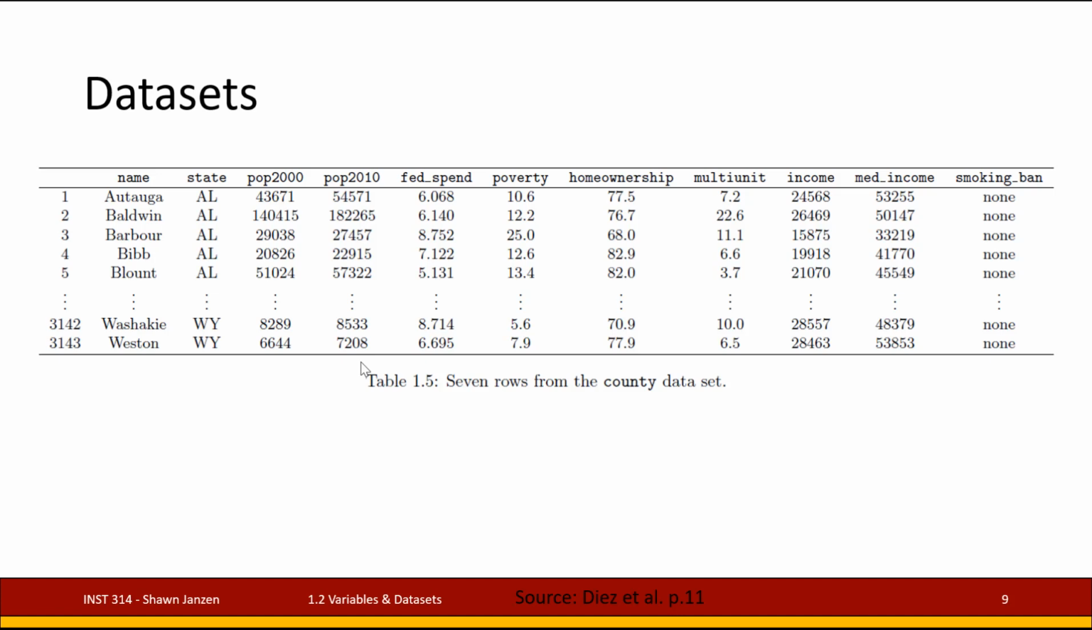The next variable column is POP 2000. This would be a numerical count of the population in the year 2000, followed by the next variable, POP 2010, which is the population in the year 2010. We could do different things like contrast POP 2010 minus POP 2000 to figure out the increase or decrease in the population between them. The next variables along the way, Fed spend, poverty, home ownership, multi-unit, etc., are different types of variables that are part of this county level data set.